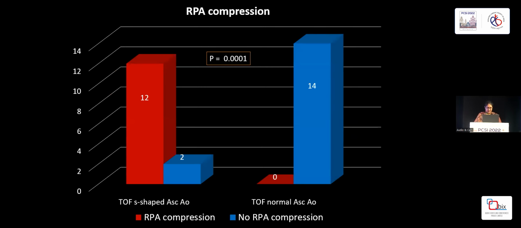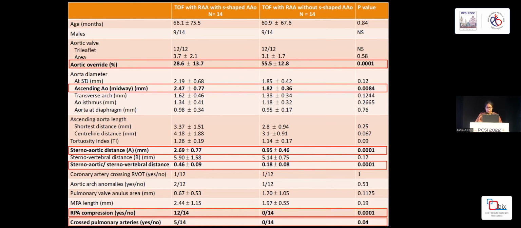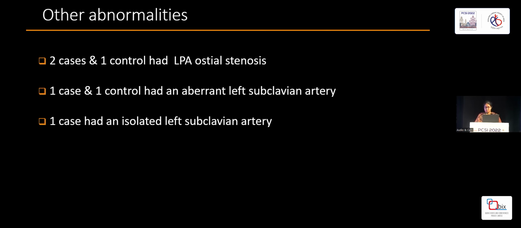As we had initially hypothesized, the RPA compression was significant in the study group, and the percentage of crossed PA was very high. Summarizing, the degree of aortic override was quite lesser in our patients. The ascending aorta was dilated compared to controls. The position of the aorta was much more posterior, and RPA compression and cross pulmonary artery stenosis were in a significantly higher proportion in the study group. Some other abnormalities we found were LPA ostial stenosis and aortic branching abnormalities.